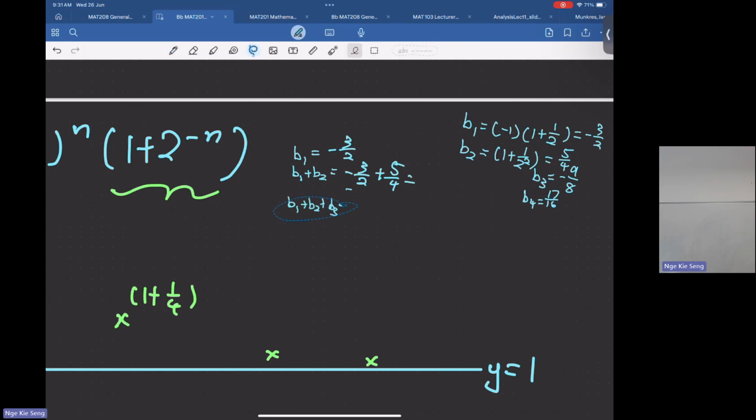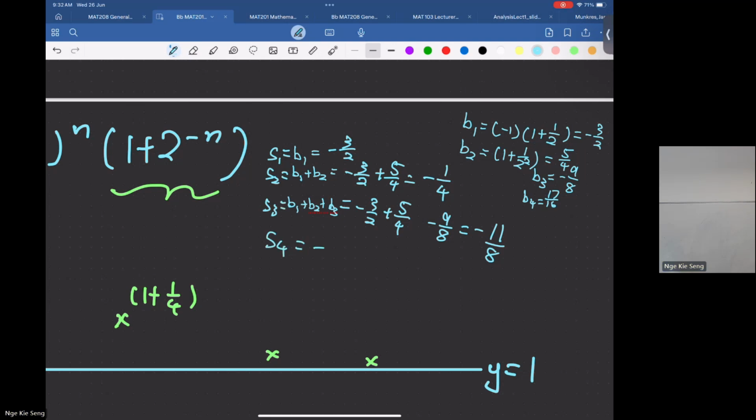You computed, Joshua? Negative 1/4. Okay, that's S3, negative 11/8. And did you compute more or not? So let me put S1, S2, S3, S4 is negative 5/16. Any more?